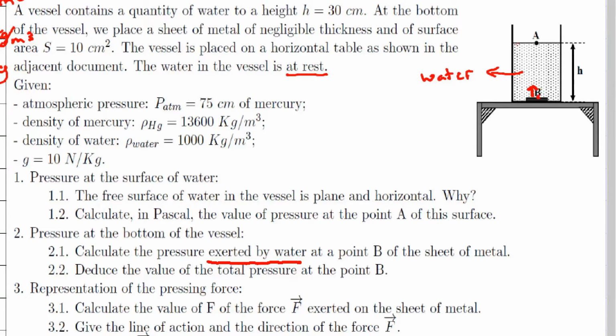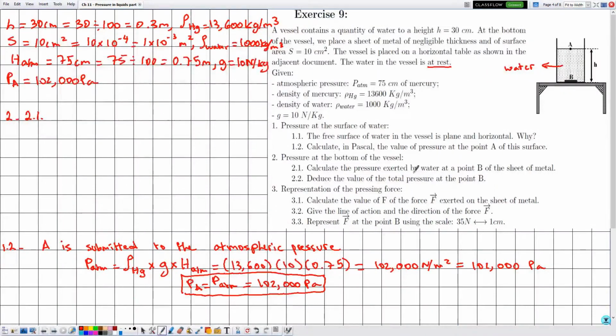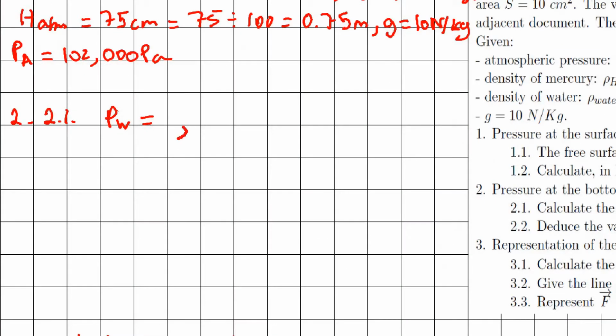So notice that B is submitted to the pressure due to the layer of water, and to the atmospheric pressure that is being applied at the point A and transmitted to the point B according to Pascal's theorem. But notice that here they are telling us to only calculate the pressure exerted by water. So let's denote this pressure by PW. So it's the pressure due to a liquid, which is given by rho L times G times H.